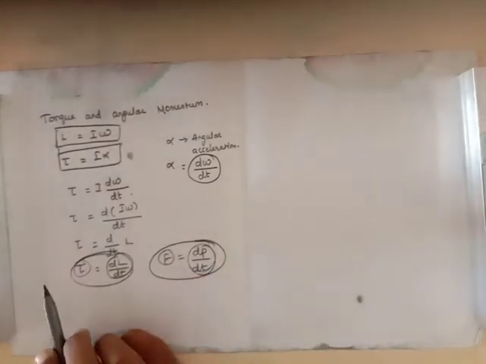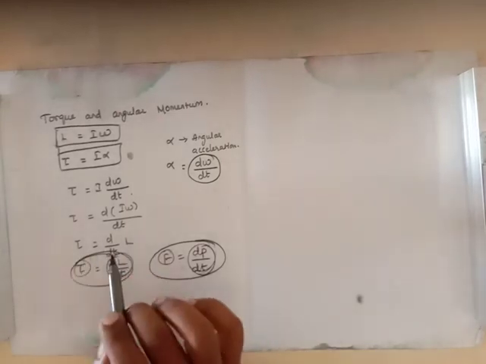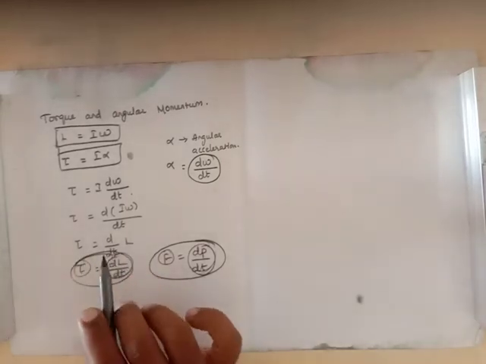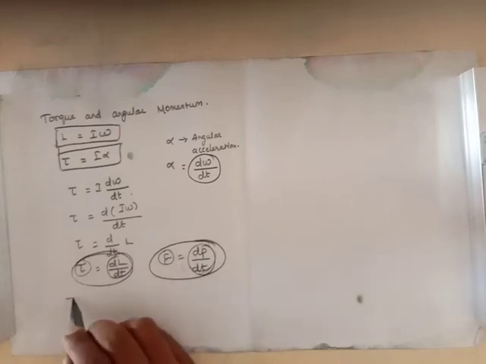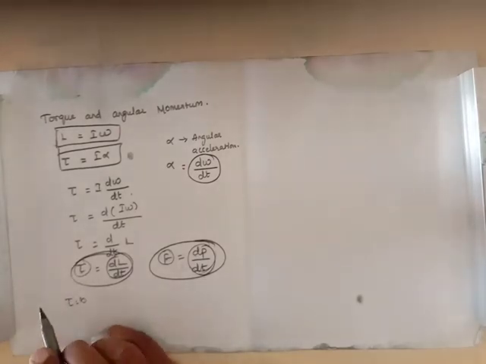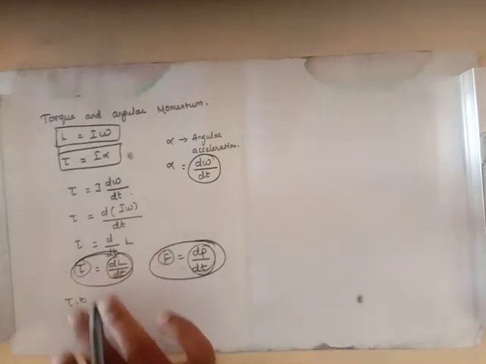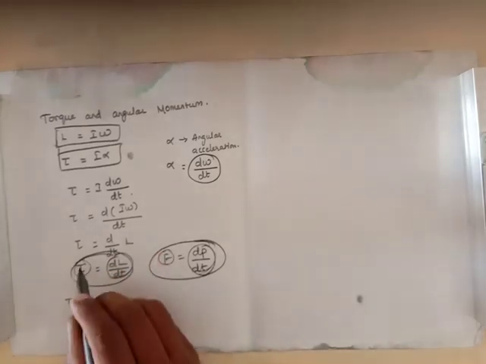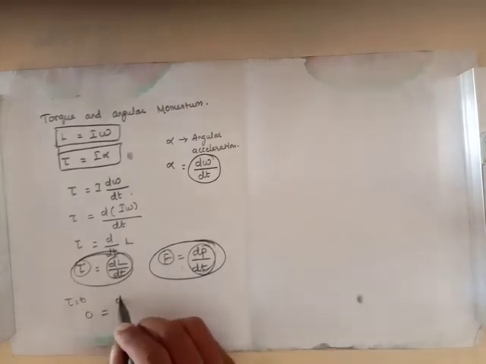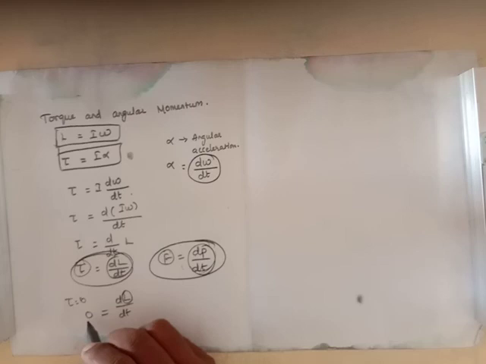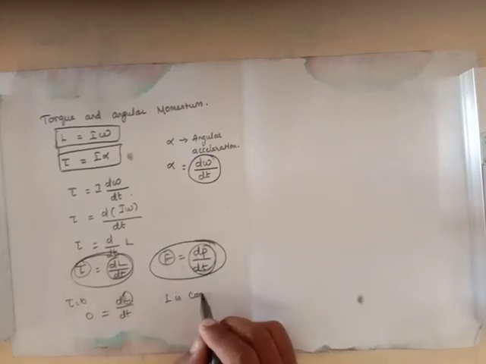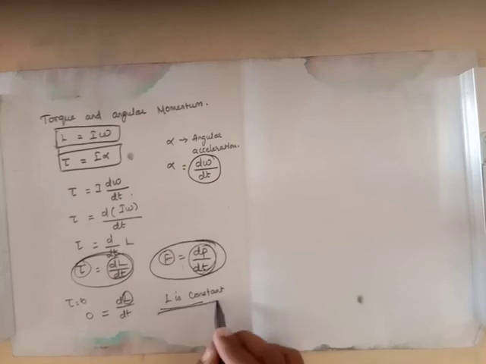Next is the conservation of angular momentum. From the expression we conclude that in the absence of external torque, that is tau is equal to 0, the angular momentum of the rigid body or system of particles is conserved. What is the meaning of this? Substituting tau is equal to 0, dL divided by dt is equal to 0. What is the value of L? The derivative of a constant is 0, so L is constant.